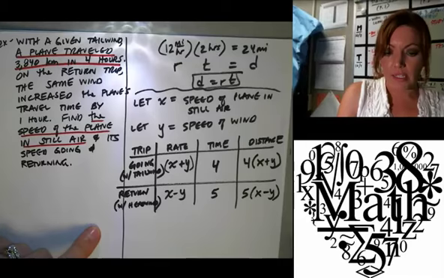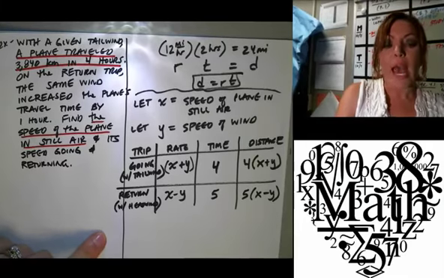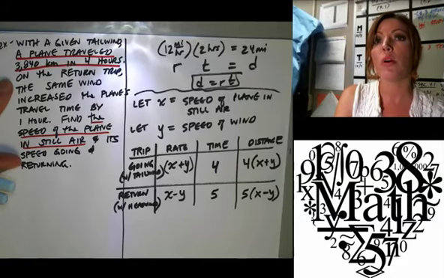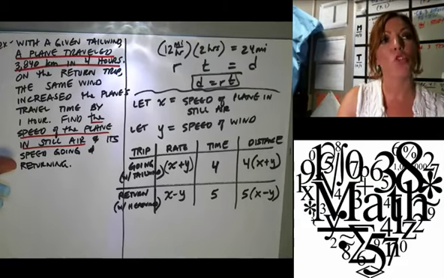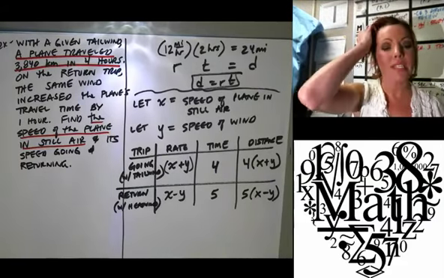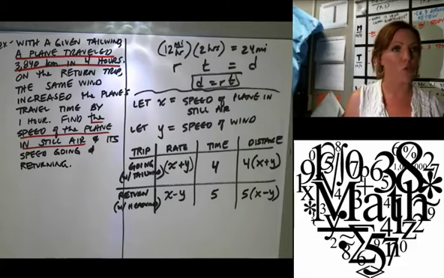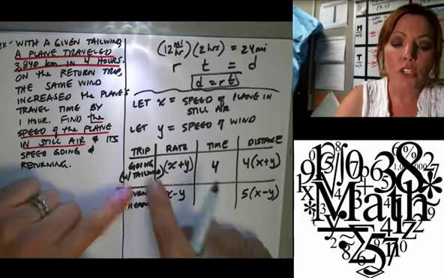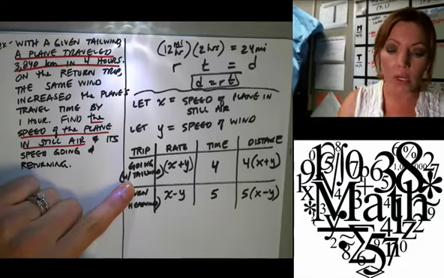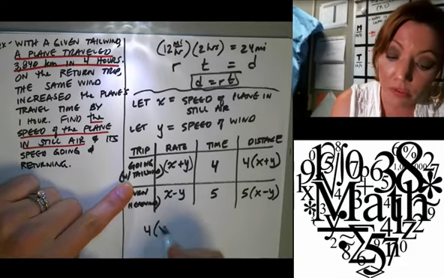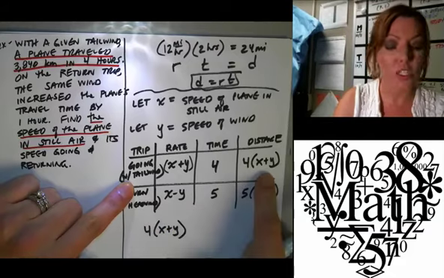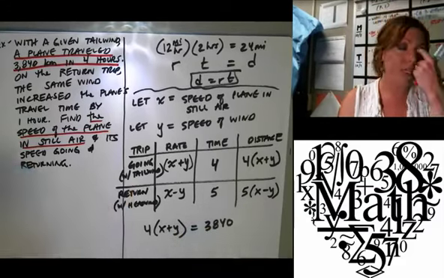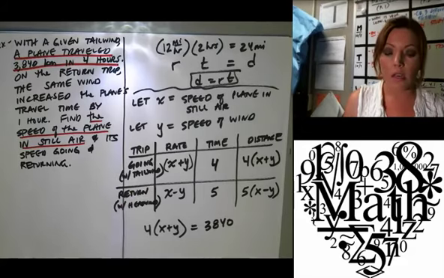We have some information in this problem about how many kilometers we're traveling in each direction. What does it say here about the number of kilometers we're traveling? 3,840. So the trip going to this place, which we found to be 4 times x plus y, equals 3,840 kilometers. Okay, so distance equals distance.